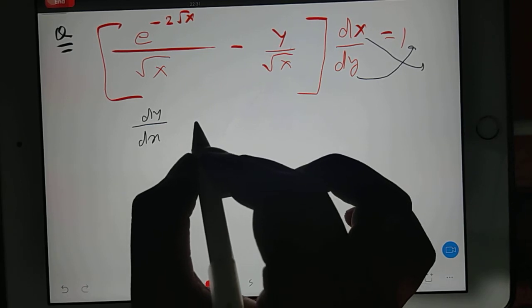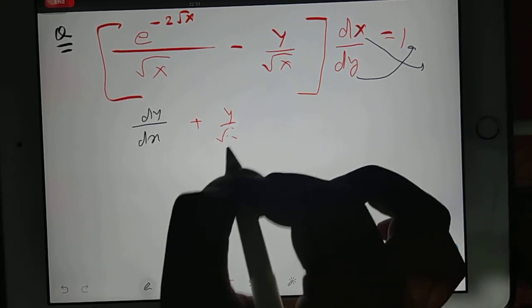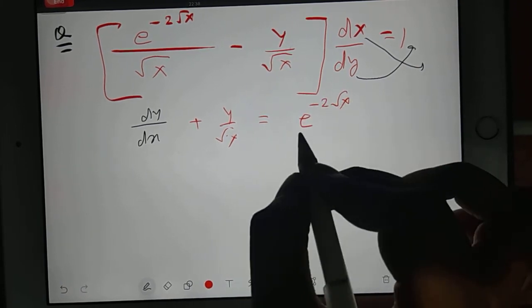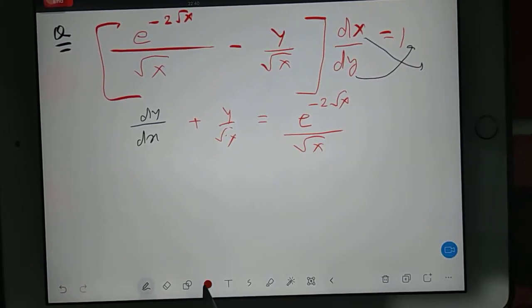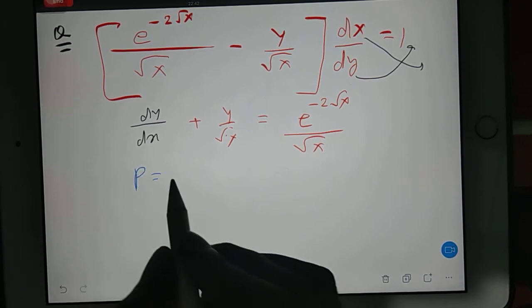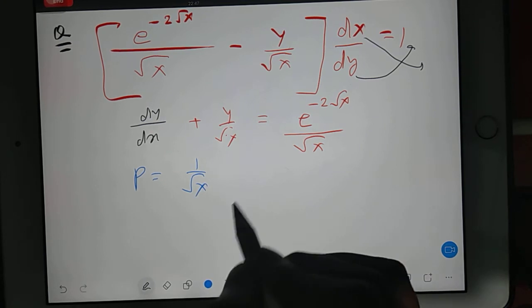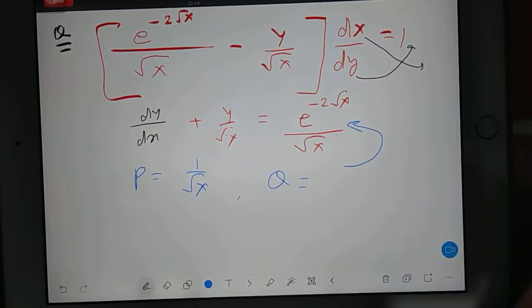dy by dx plus y by root x is equal to e power minus 2 root x whole divided by root x. You can easily filter what your p value is, plus, no need to write plus 1 by root x. What is your q value? This entire thing is your q value.